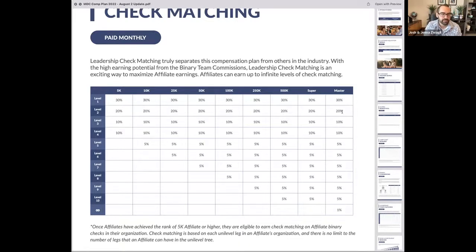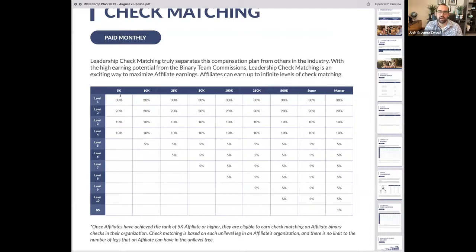I was looking at Jenna's summary for leadership check matching. It was 74 pages long, 74 pages of check matching, because at 10 levels it could be tens of thousands of people in your organization. So this is an amazing way to get paid. It starts at 5K affiliate. Once you hit the rank of 5K, you start to get 4 levels of check matching.